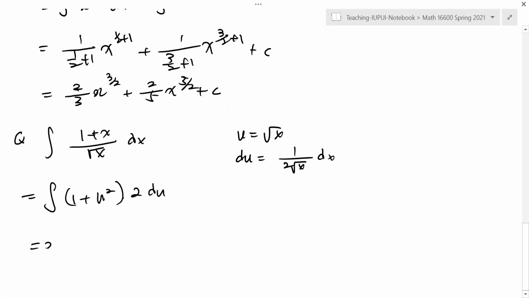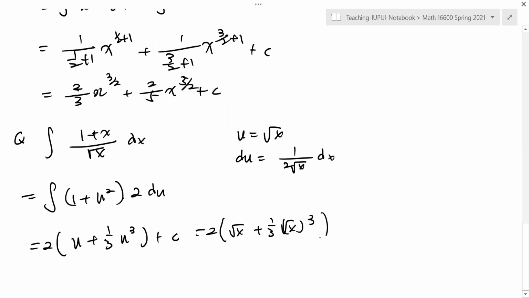Then you find the antiderivative of u, that's 1, 1 is u, and this will be 1/3 u cubed plus constant. Then you replace it by square root of x. So just the square root of x, and here 1/3 square root of x cubed plus constant. Okay.